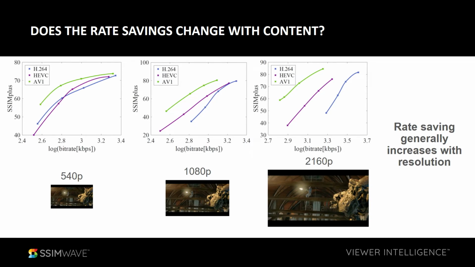This gives you a particular example. You can pick one of the contents out of the picture. In this case, you have the same content at 540p, 1080p, and UHD, and you look at the rate distortion curves for these three types of encoders. You can see the gap is getting bigger and bigger. That is a good indicator that if you have higher resolution, the savings are going to increase.